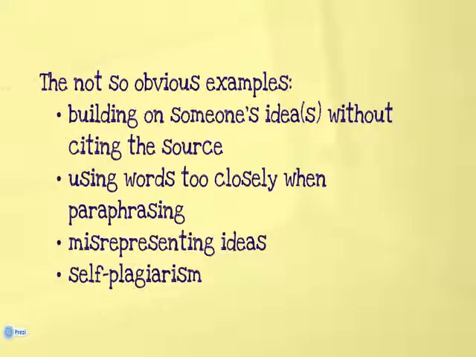There's some not as obvious examples, so things to think about as you're incorporating research into your writing. Building on someone else's ideas without citing the source. So maybe you've got this cool idea from an article and you're not quoting or using any of their particular phrasing, but then you're building on that idea and writing about it in your own words. But we still have to acknowledge where that initial thought came from. Using words too closely when paraphrasing. Paraphrasing really is a fine art form, so we have to make sure it's distinctive if we're going to paraphrase rather than simply quote. Misrepresenting ideas, so if we inaccurately understand what an author said and we're trying to explain it in our own words and it's inaccurate, that would be considered plagiarism.